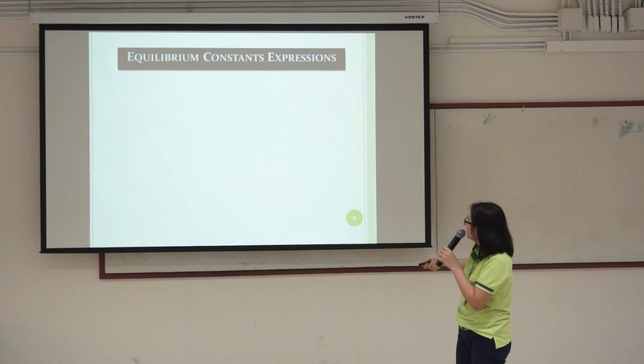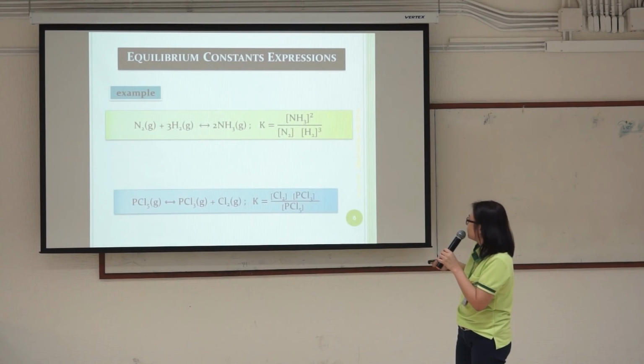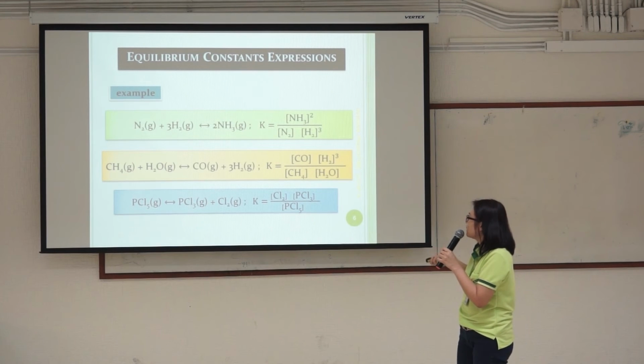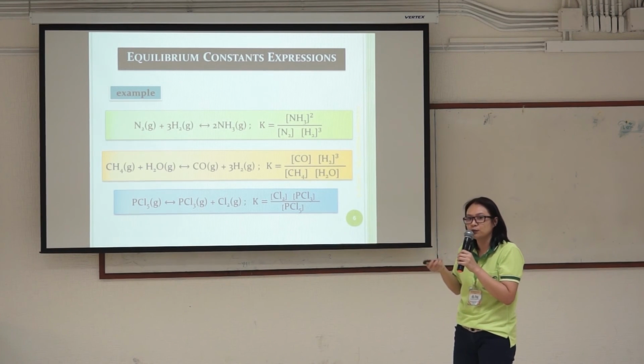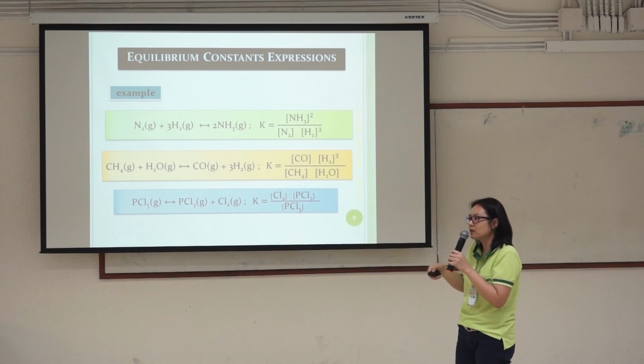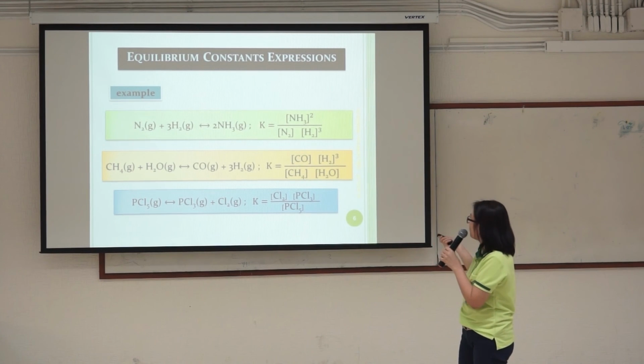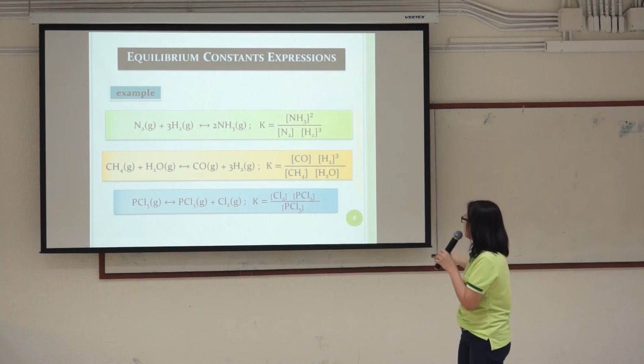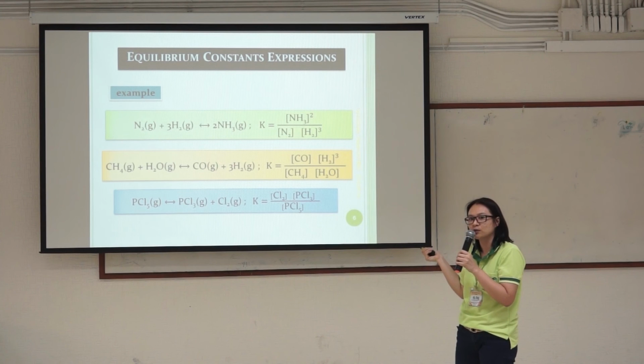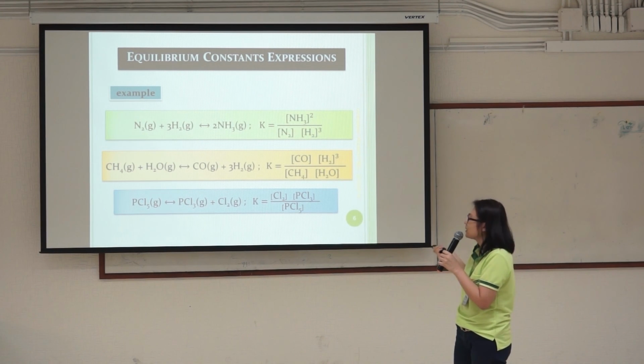So let me give you some examples. For this example, you can express the equilibrium of the reaction by using K, or the other way, by using a principle of non-conformity. We get the same result. So we express K as equal to the concentration of the products divided by the concentration of the reactants.